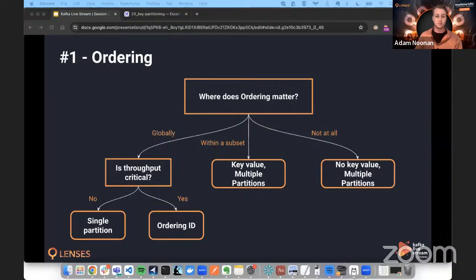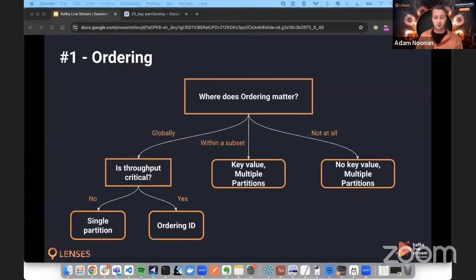Is throughput critical? Because if it's not critical, maybe it's a very low throughput use case. Maybe a single partition is actually okay for this. Typically not advised, and depending on your topic creation rules, might not even be possible. But if you do use one single partition, you know for a fact every message written to it is going to be globally ordered in the order that it was written to that partition.